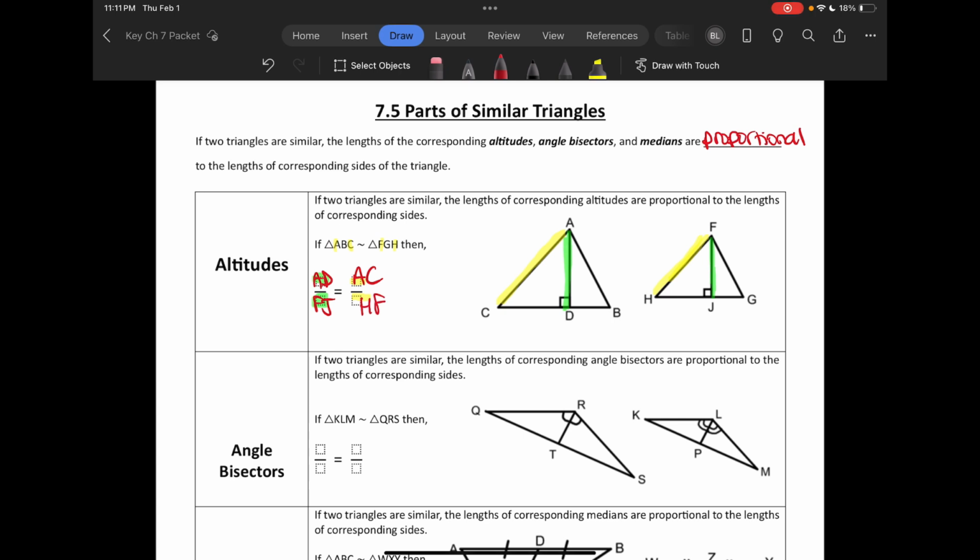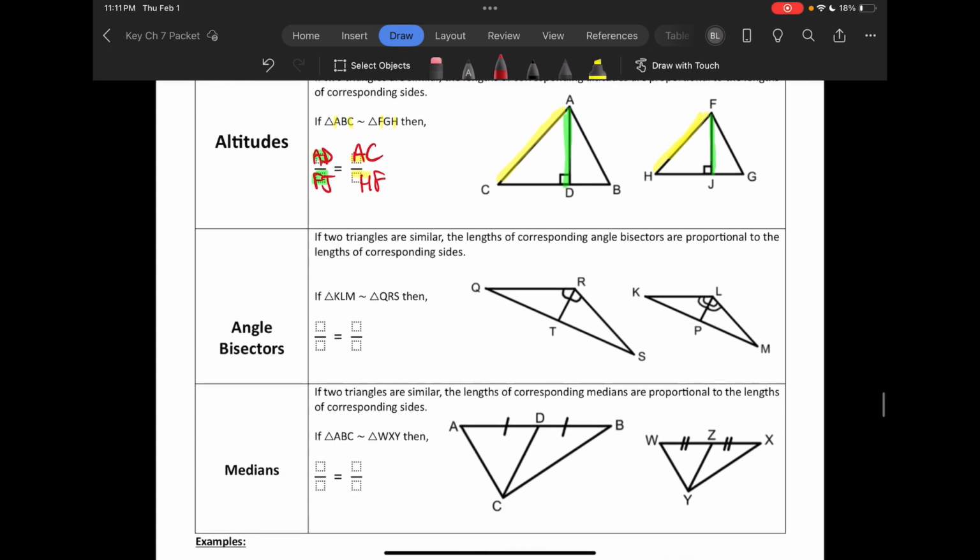And that's really all it is. It's similar to when we're setting up proportional sides. The corresponding altitudes in this case can be set up as a proportion with the corresponding sides. And so we'll look at angle bisectors. We're pretty much saying the same exact thing here.